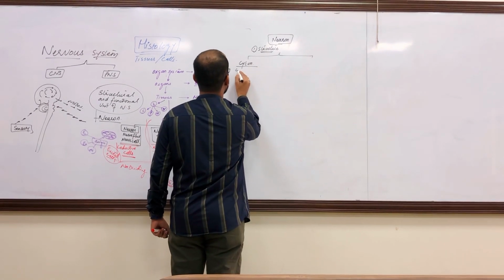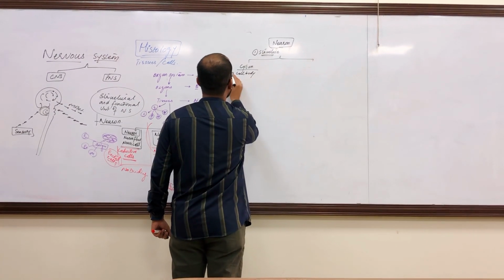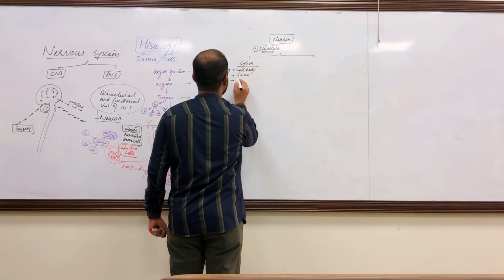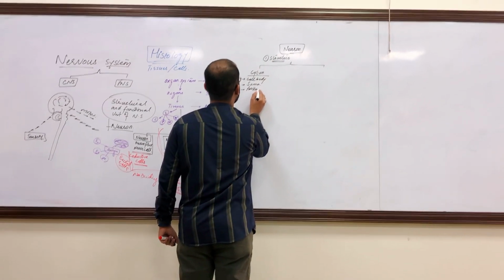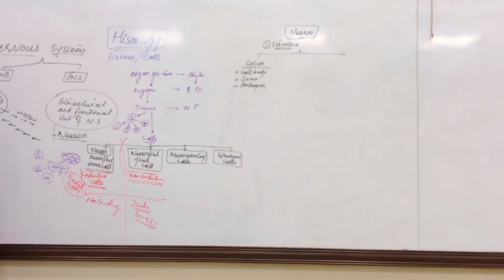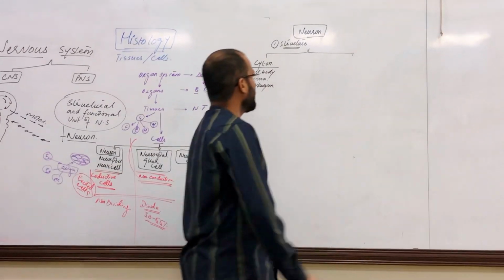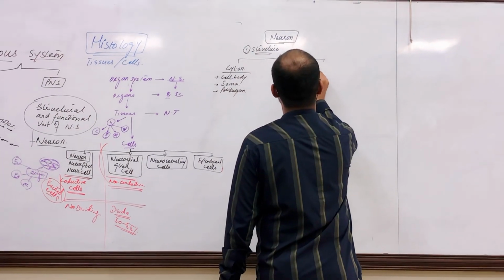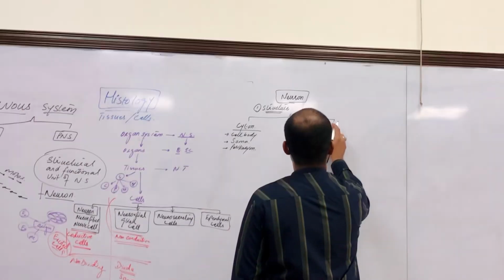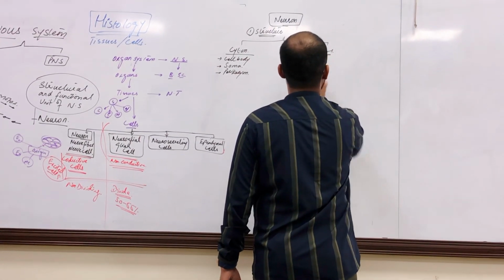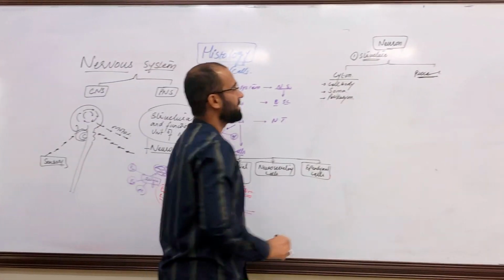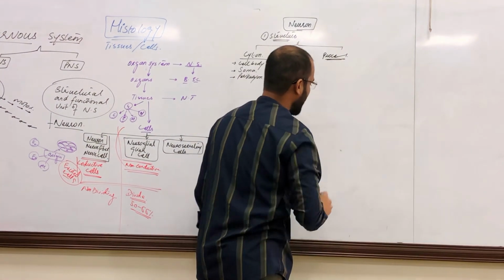Cytone, also known as cell body, also known as soma. Another is, we can say, processes. What should be the spelling? Processes, isn't it? Okay, fine.